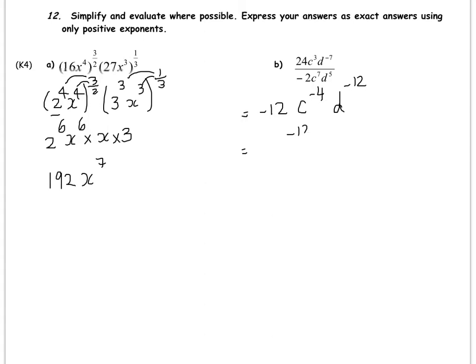Now, because it says that all exponents have to be expressed as positive, I'm going to have negative 12 divided by C exponent negative 4. I'm going to flip it and the exponent becomes positive, and D exponent negative 12, if you flip it, becomes positive. So the answer becomes negative 12 C exponent 4 D exponent 12.